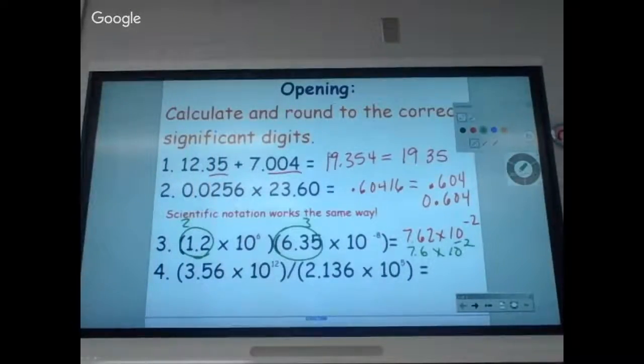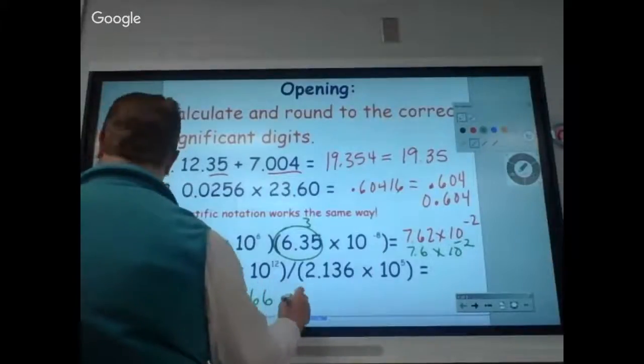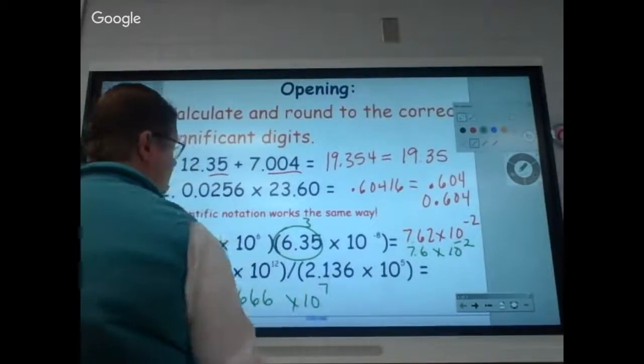Okay? So 3.56 E 12 divided by 2.136 E 5, and you get 1.66 for quite some time. So I'll just write down several of them. Times 10 to the 7th, right?